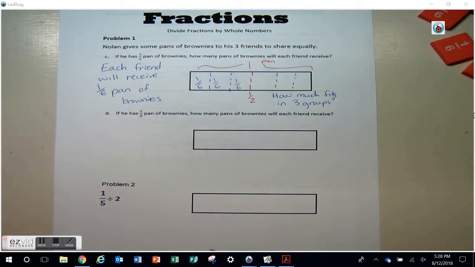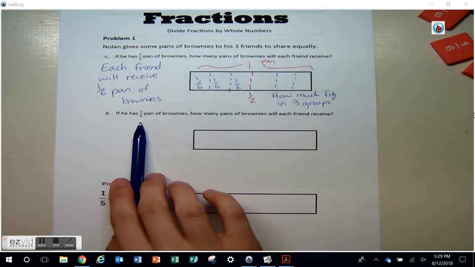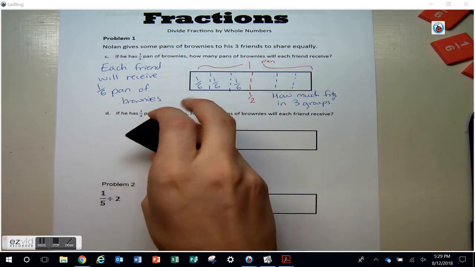Let's continue on to our next problem. Our next problem is the same. He has 3 friends to share equally, but this time he has 1/3 a pan of brownies.